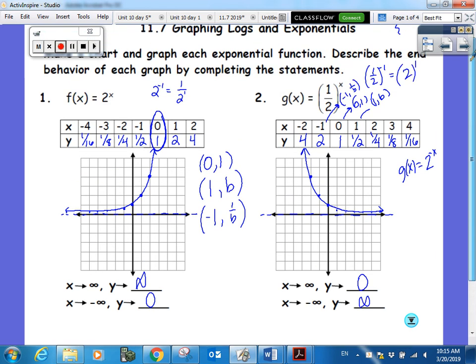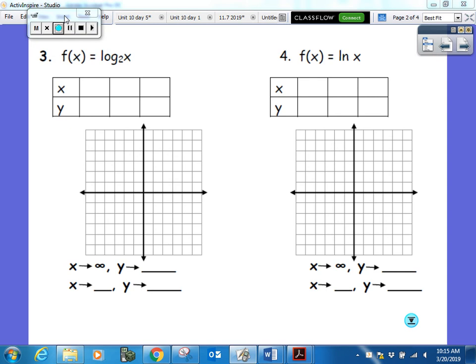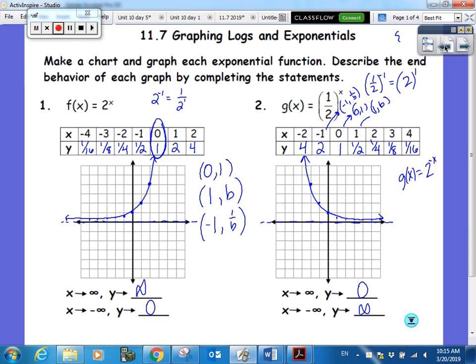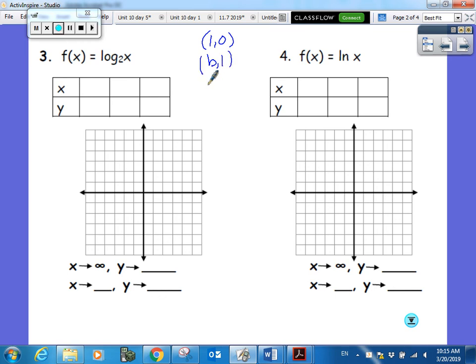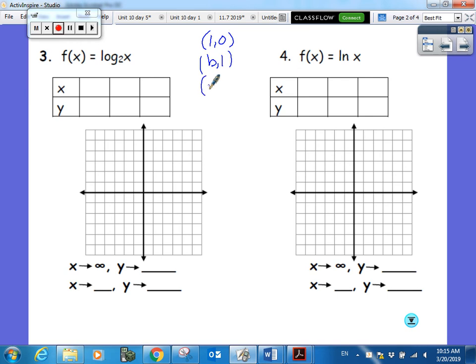All right, so that's exponents. Then we have logs. Now, logs are the inverses of exponents. And what do we know about inverses as far as x and y's? What do we do to the x's and y's? Switch them. So we just had the point 0, 1, so we switch it to 1, 0. And we had the point 1, base, so we switch it to base, 1. And we had the point negative 1, 1 over base, so 1 over base, negative 1.